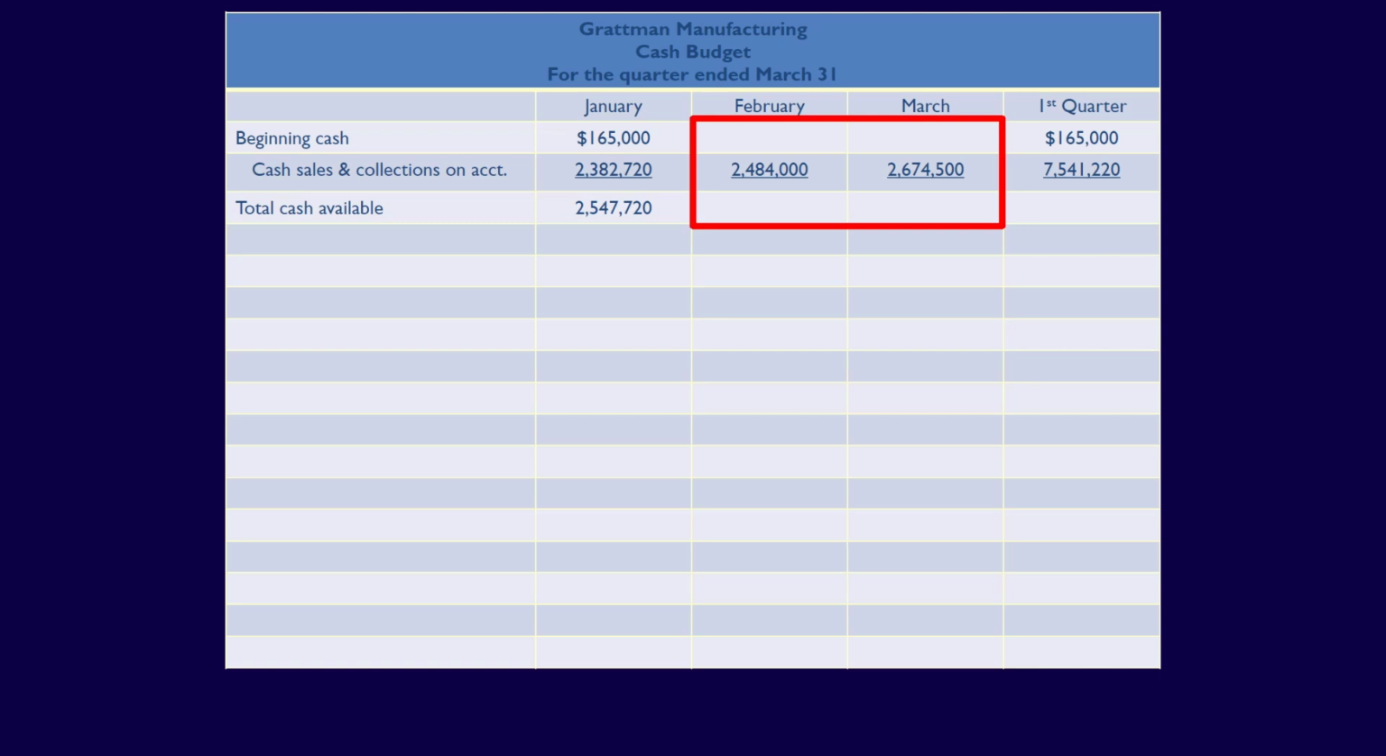Can we determine the total cash available for February and March? And the answer would be absolutely not. We need the beginning cash balances for both of these months in order to determine the total cash available. So we can't do anything right now. Can we determine the total cash available for the first quarter? We can, but I'm going to leave that till the end of the cash budget. We're now going to determine all the cash disbursements, the cash payments we're going to make.